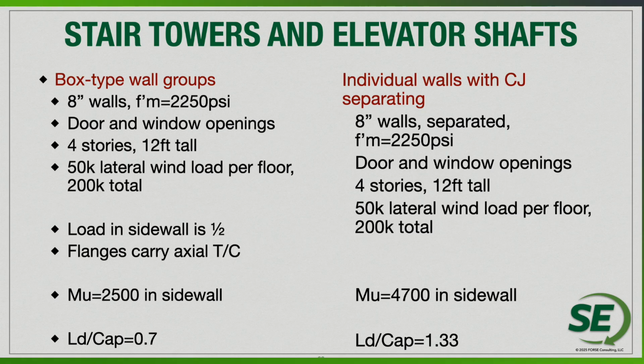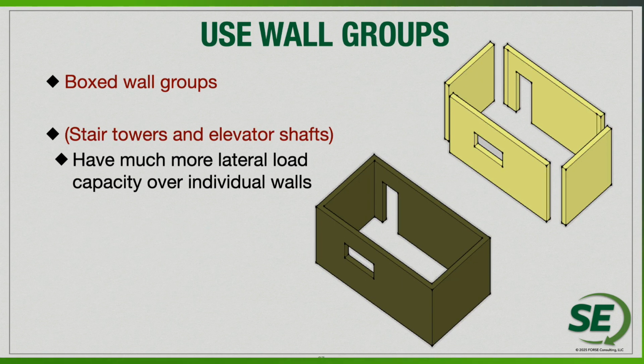We have a load to capacity ratio of 1.33. If I simply connect those walls together, keep all of the construction the same, the same strength of masonry, the same thickness of our masonry elements, the same reinforcement in both cases, I can see my load to capacity ratio is about half that design. So again, boxed wall groups are going to be a great way to add capacity for shear walls, perforated shear walls, all of that coming into play here with some of these shaft wall designs.